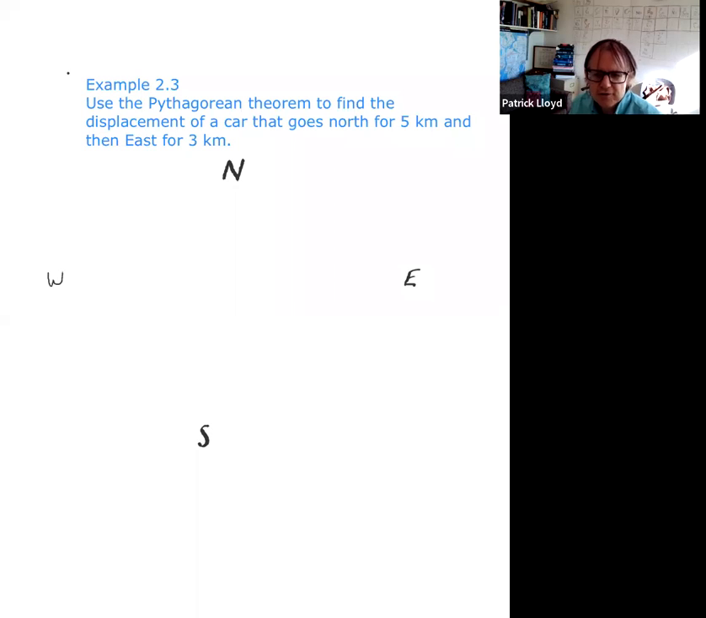Those are cardinal directions. Now, what it says is, imagine you start right here, you've got a car, and you go north for 5 kilometers. So we're going to go straight in this direction for 5, okay? Here's our starting point. Remember, these are vectors.